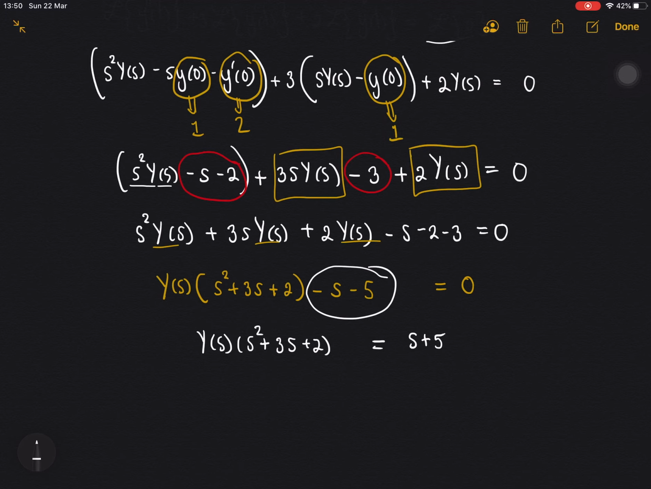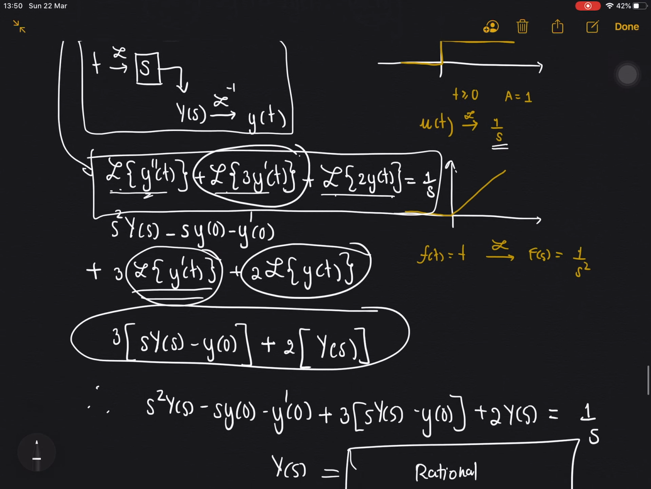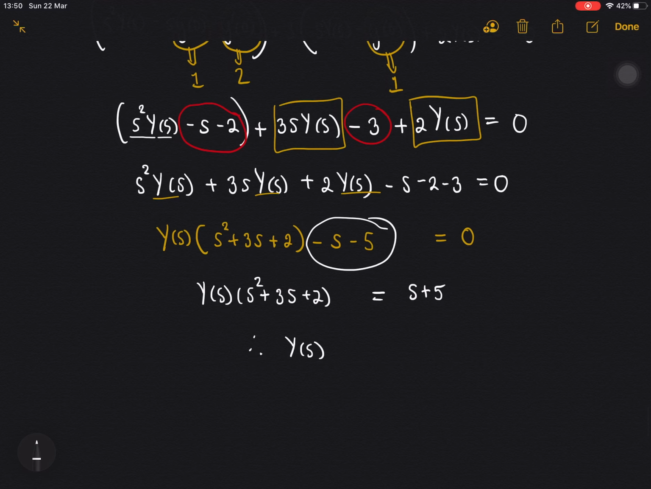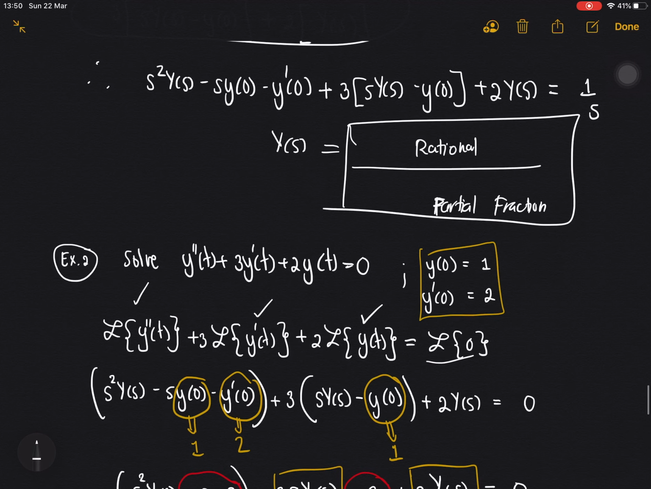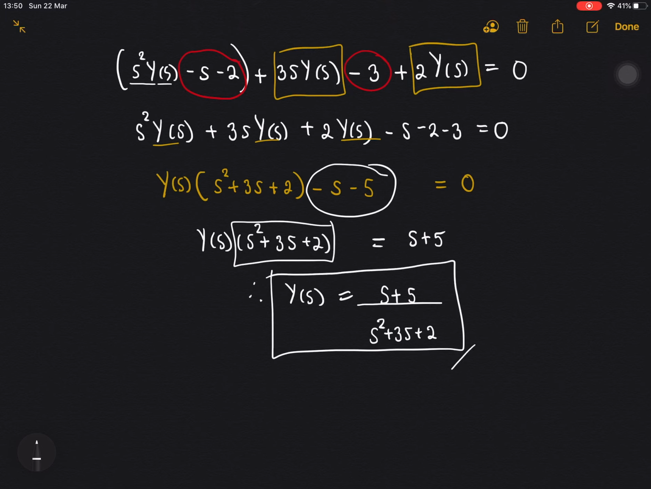Okay, so remember, our goal after applying the differentiation property here is to look for Y(s). In this case we have to find Y(s), but that Y(s) will be given to you in terms of rational functions, and after that you have to apply the partial fraction method. So you have s plus 5 divided by s squared plus 3s plus 2. So now we got Y(s).